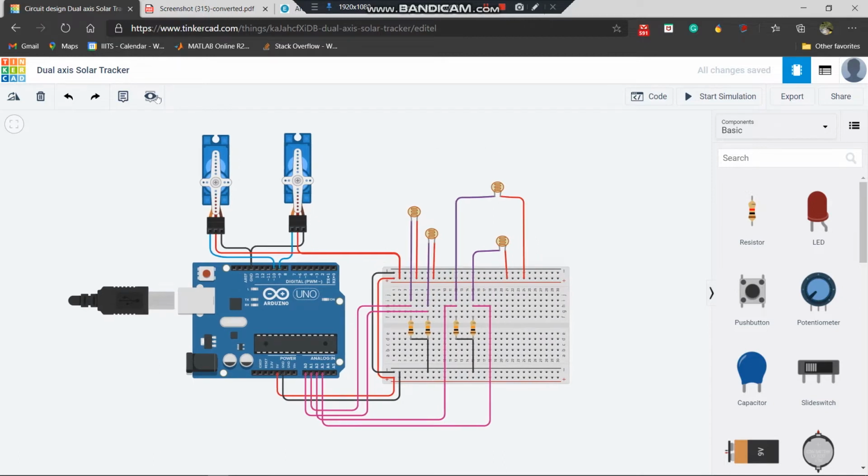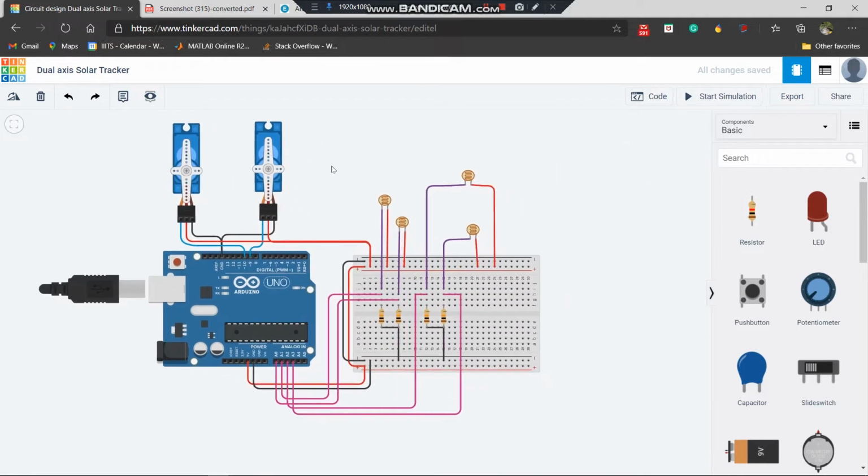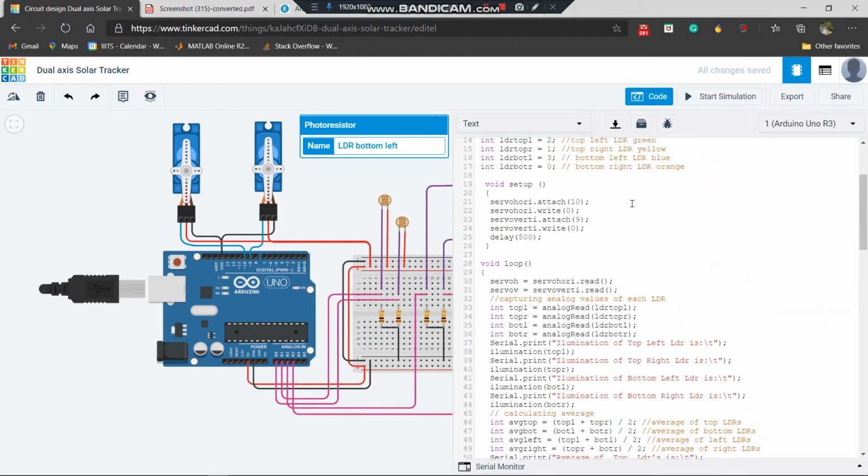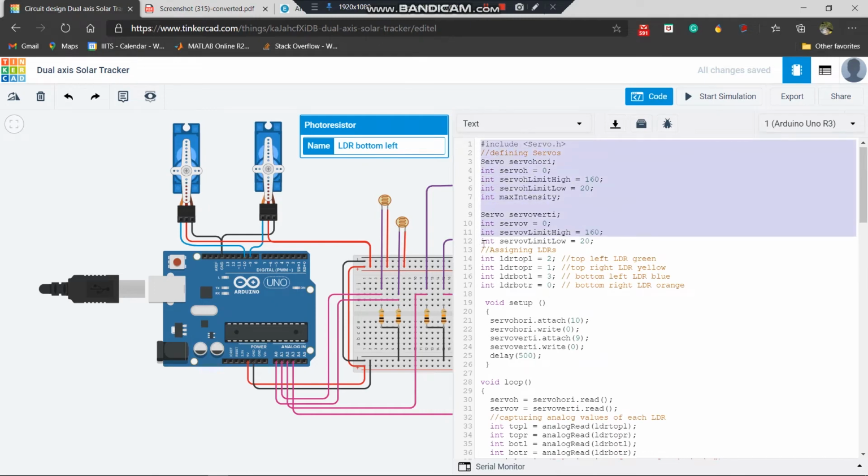Now coming into the simulation part of dual axis solar tracker, in this model we will be using 2 servo motors and 4 LDRs. One servo motor is for rotation in horizontal axis and the other one is rotating in vertical axis, and we are using the 4 LDRs, one for the top right, another one for the top left, another one for the bottom right, and the last one for the bottom left, and we'll be using 4 resistors of 10 kilo ohms.